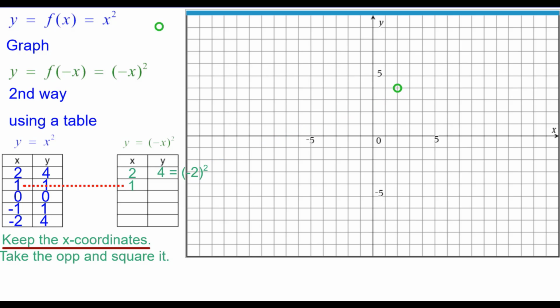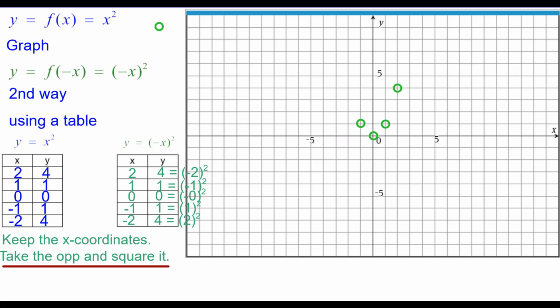When x is 1, the opposite's -1, the quantity squared is 1, 1, 1. 0's opposite is itself, so the origin. The opposite of -1 is +1, squared is 1, plot -1, 1. And the opposite of -2 is +2, squared is 4, -2, 4.